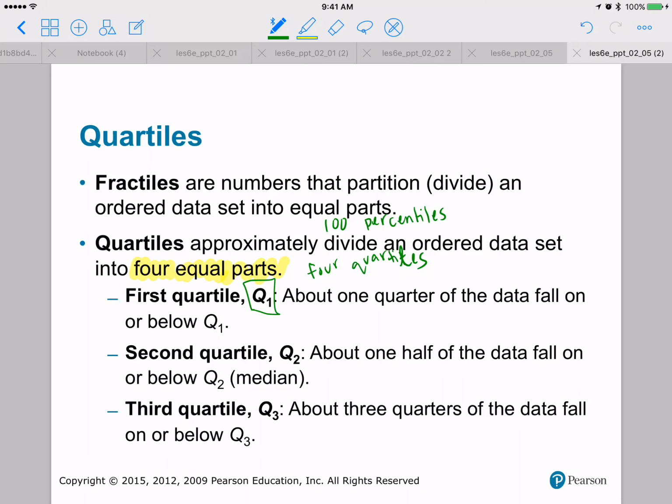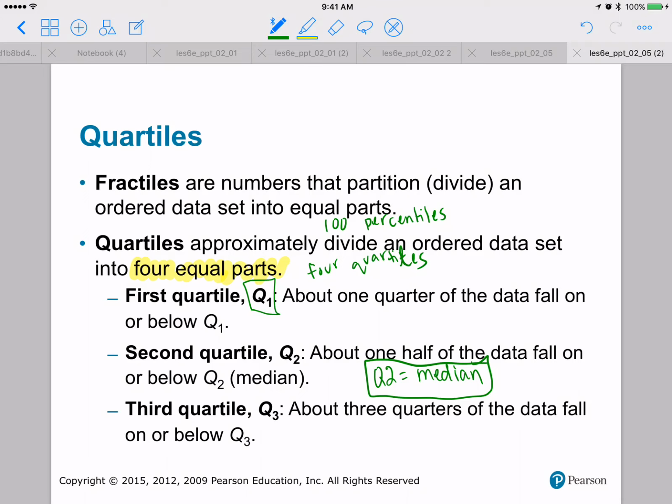Your second quartile is Q2. Notice that Q2 is the same thing as the median. So I'm going to put that here. Q2 is the same thing as the median, because the median in the data set takes your data and splits it into 2 equal parts. So your second quartile is going to do exactly that. About half of the data falls on or below Q2. And the third quartile, Q3: about 3/4 of the data fall on or below Q3.